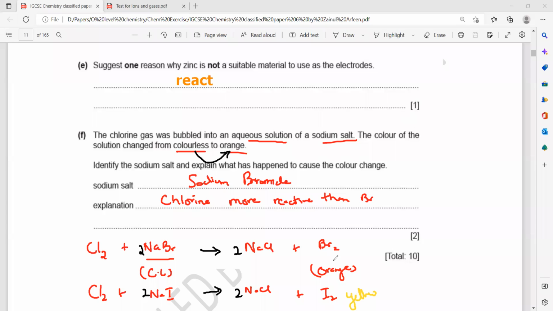Is it clear, the first question from electrochemistry? Yes, sir, clear.